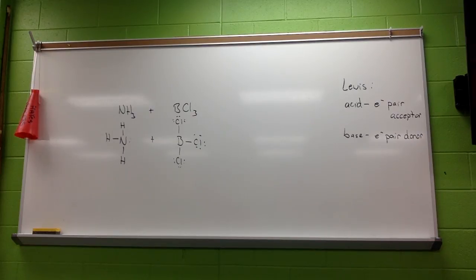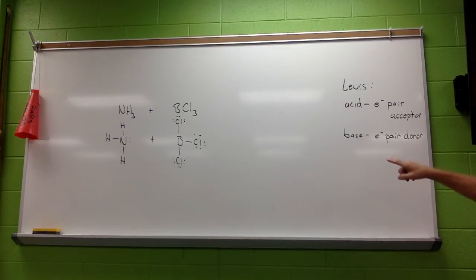How many valence electrons does boron have? 5? Oh, 3. It's in group 3A. It has 3 valence electrons. How many valence electrons does chlorine have? 7. Yet there are 3 of them, so they are contributing how many valence electrons? 21. And the boron, as we said earlier, has 3 for a total of 24 valence electrons available in the system.